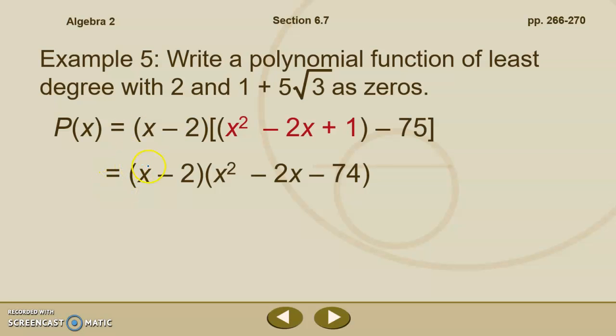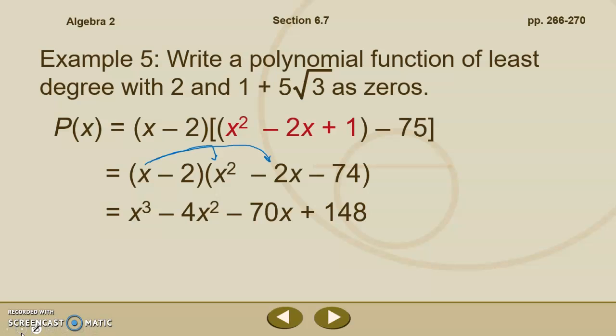And then we're going to continue that multiplication here by distributing, multiplying each of the binomial terms by the trinomial terms. And we get x cubed minus 4x squared minus 70x plus 148. And that's what we were trying to get to. We were trying to write the polynomial function using these factors. We had to use our conjugate root theorem to list the other factor here. And we said on the first screen, the least degree, the smallest degree that we could make this polynomial was a cubic polynomial, and that is exactly what we found.